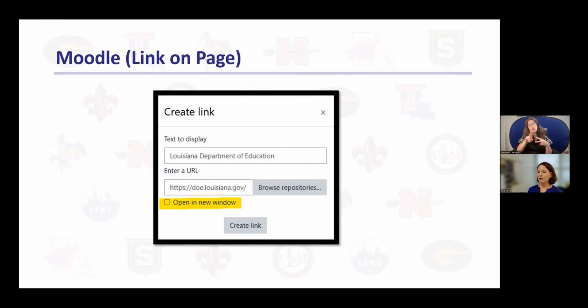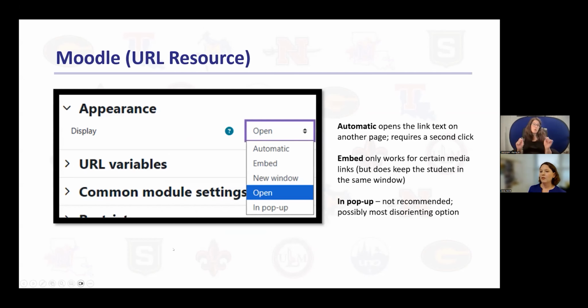Now, by default, these links are going to open in the same window or tab, but you do have the option to click open in new window on this page. The other place that we can add links in Moodle is using a URL resource.